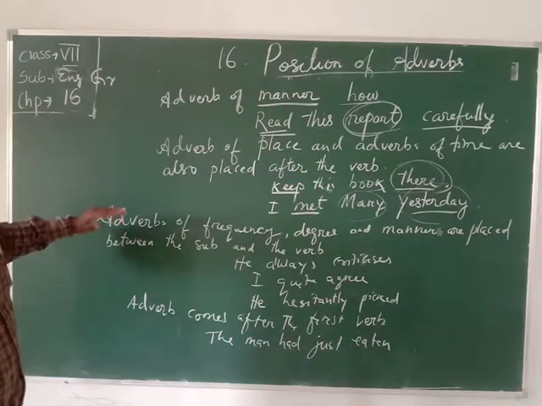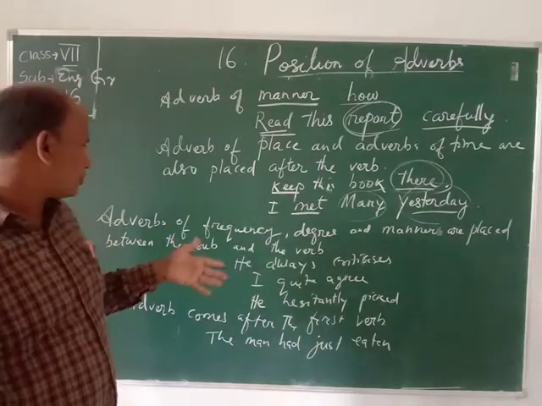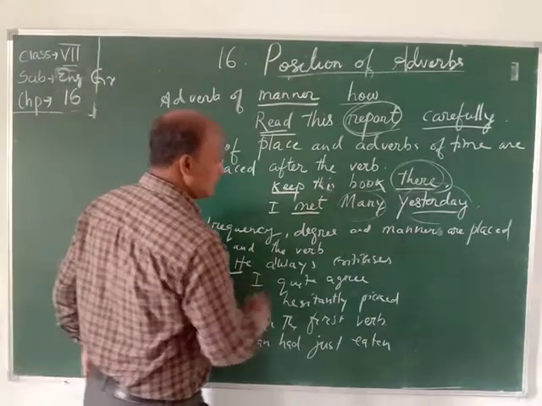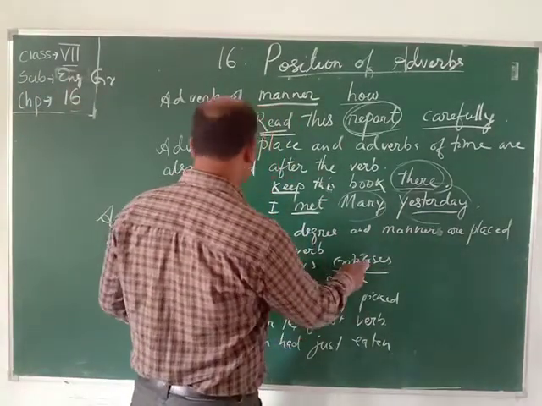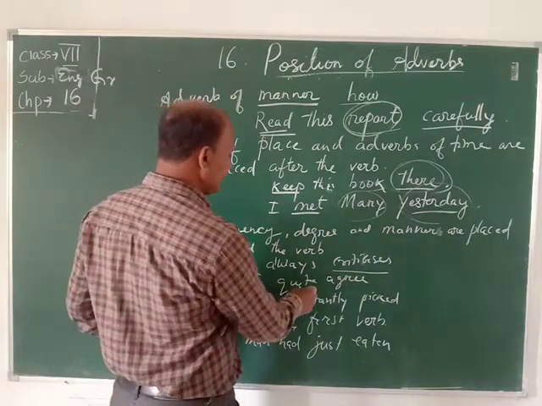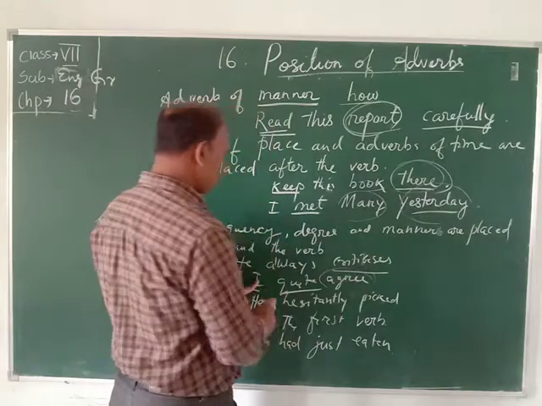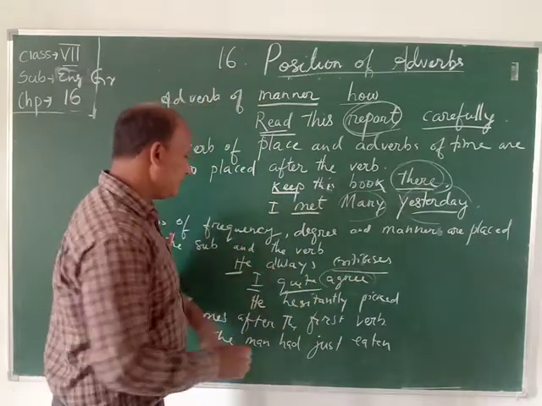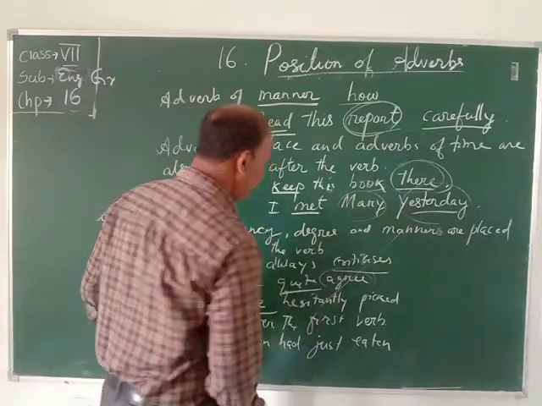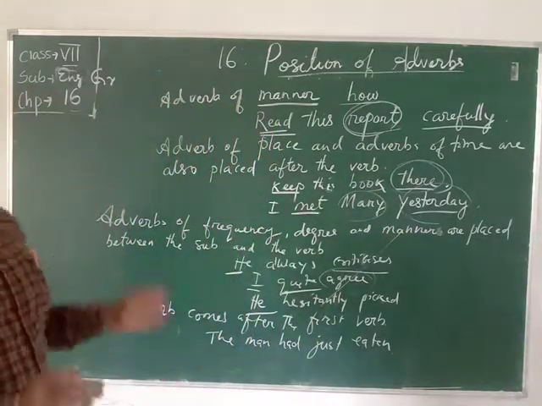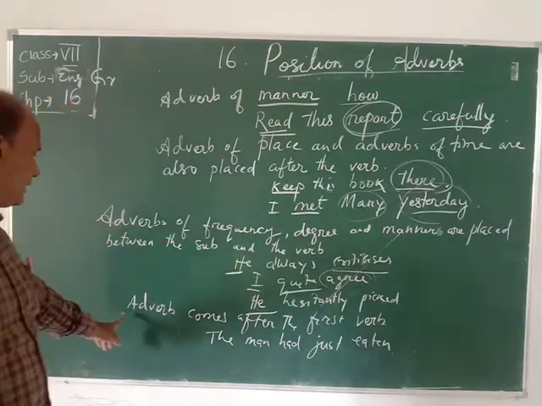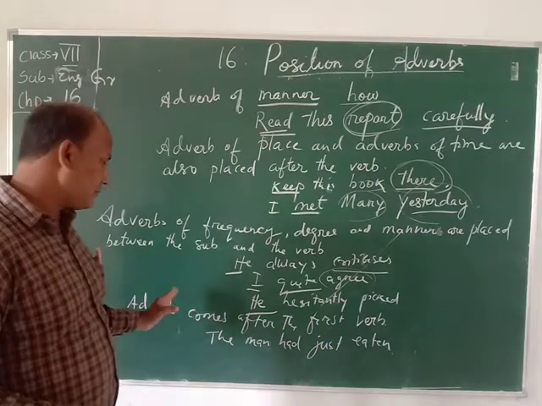Next one, adverbs of frequency, degree and manner are also placed between subject and verb. Just like subject he and verb criticizes. He always criticizes. This is frequency. I quite agree. It's a degree. Quite, between subject and verb. He hesitantly picked. How? Manner, hesitantly. In this, between subject and verb, this adverb is used. Is it clear to understand?